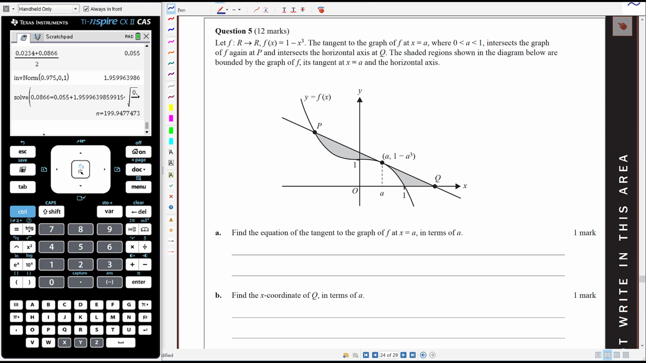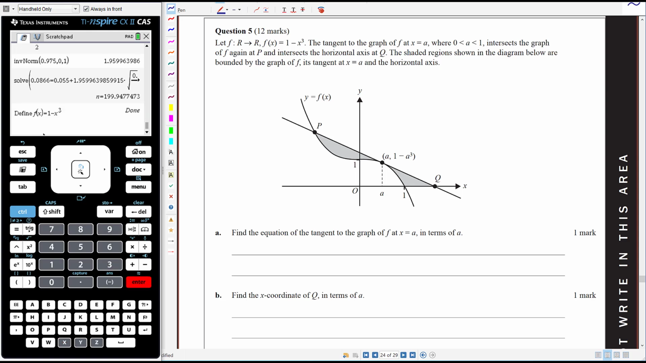So we have a function. Let me define my new function. Define f of x equals 1 minus x cubed, so a relatively straightforward cubic function, reflected in the x-axis and translated up by 1. The tangent to the graph of f at x equals a, where a is somewhere between 0 and 1, intersects the graph of f again at p, and intersects the horizontal axis at q. The shaded regions shown in the diagram below are bounded by the graph of f and its tangent at x equals a and the horizontal axis.